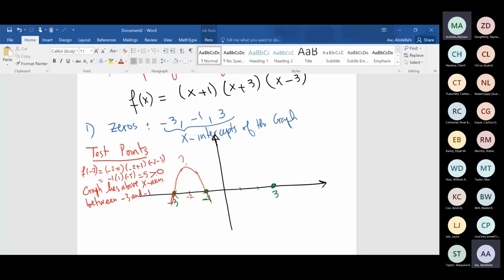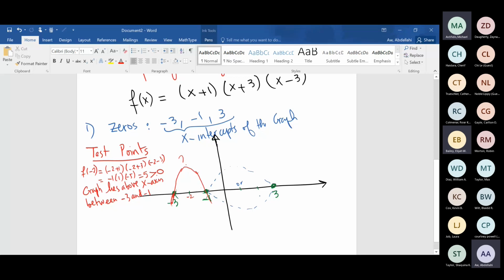Okay, now we're going to pick another test point between negative 1 and 3. The same question: does my graph lie above the x-axis or below the x-axis? I don't anticipate anything until I check my answer. Can you suggest a good test number between negative 1 and 3? Very simple number. 2?